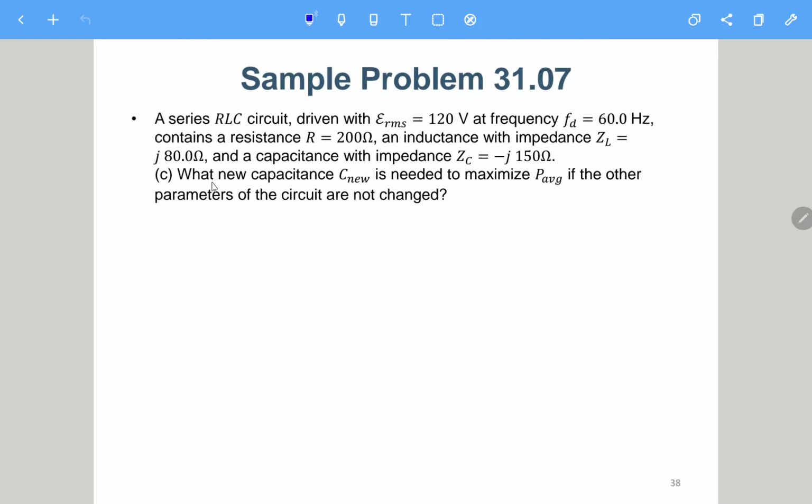And then for part C, it asks what new capacitance C new is needed to maximize the P average if the other parameters of the circuit are not changed. Okay, so we would need a Z new.